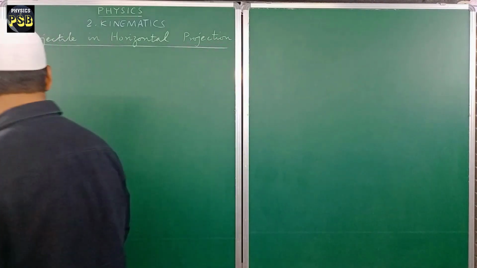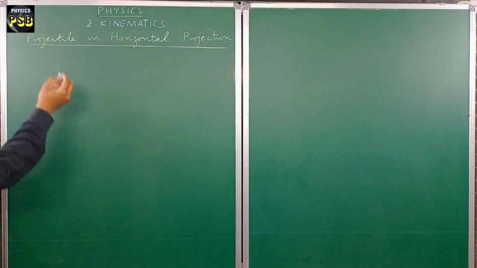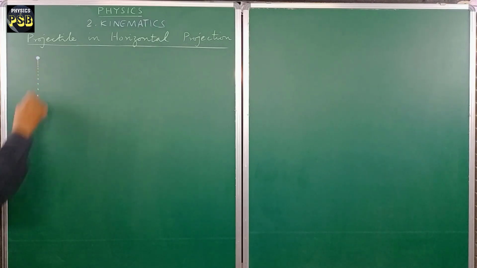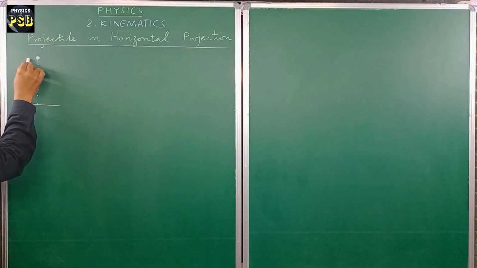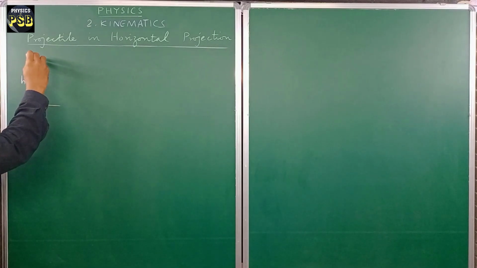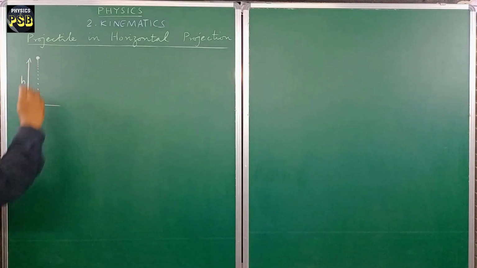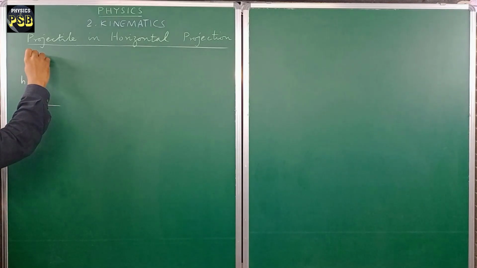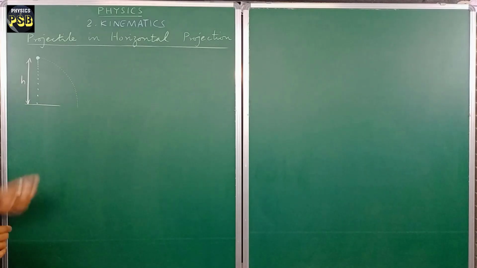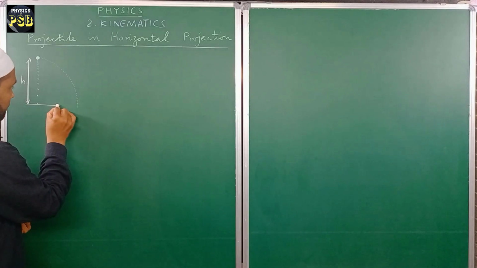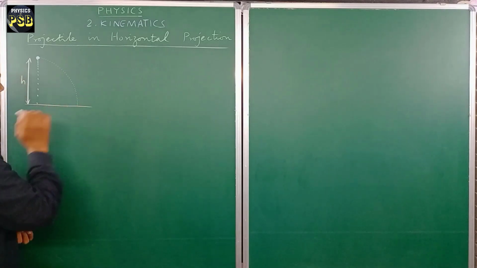For that, I consider an object which is thrown from a point at a height h from the ground. Here, the height of this point is h. From this point, an object is thrown with some initial velocity. When it is done so, it starts moving in this direction. It traces this path before hitting the ground. Let me extend this. This is the point where it hits the ground.